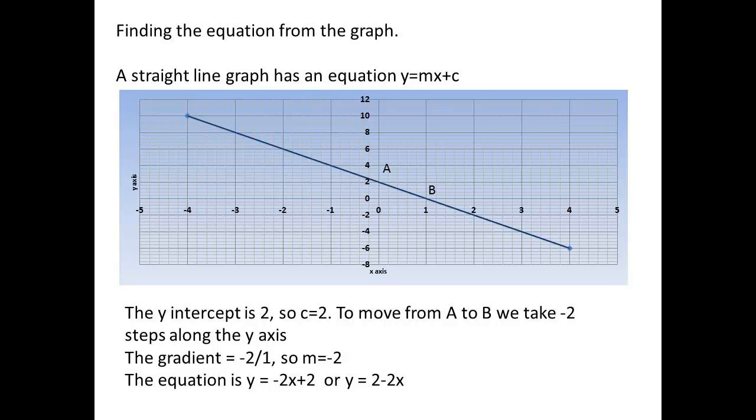If we have a straight line graph, then we know the equation is of the form y equals mx plus c. From the graph we can then determine the equation. The y-intercept is 2, so c equals 2. To get from A to B, we take 2 steps down the y-axis and 1 step along the x-axis. The gradient will be minus 2 over 1, so m equals minus 2. The equation will be y equals 2 minus 2x.